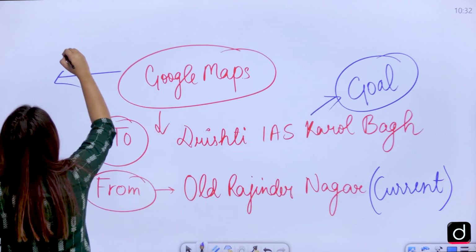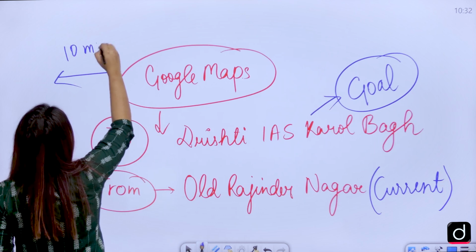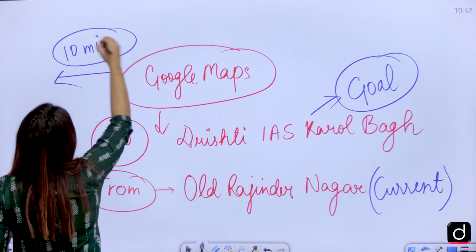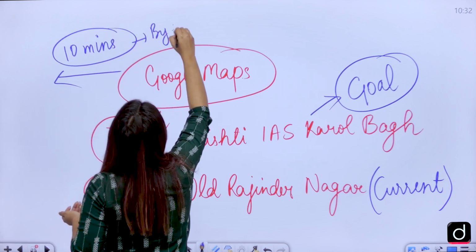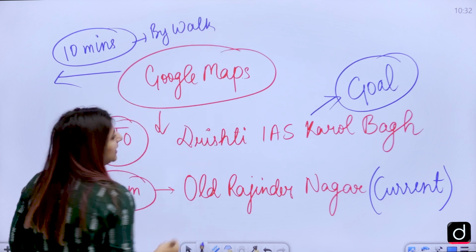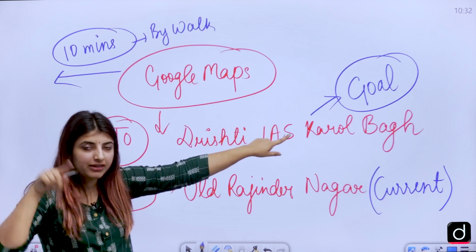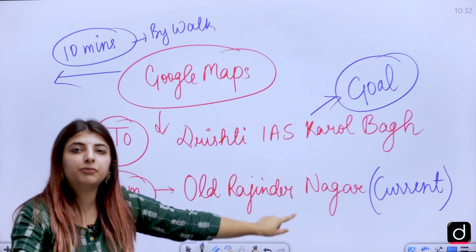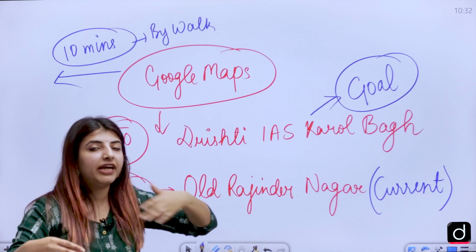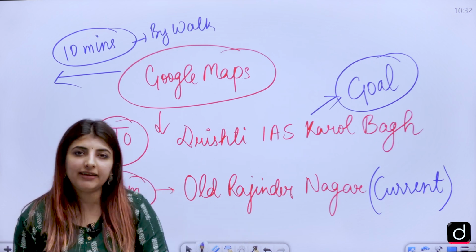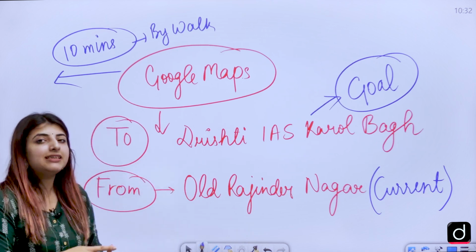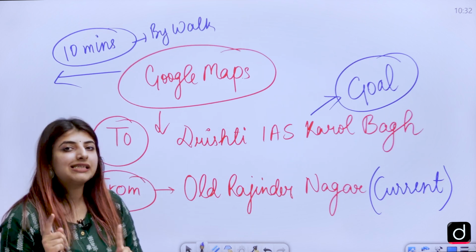So here, if it calculates the time of 10 minutes, let's just say 10 minutes by walk. And it will also, as I'm telling you, from the current, how to reach the goal, give a certain direction: this is how you are supposed to proceed, this is how you are supposed to take turns and then you will reach your destination, right? So a GPS is a very good example when it comes to cybernetics.